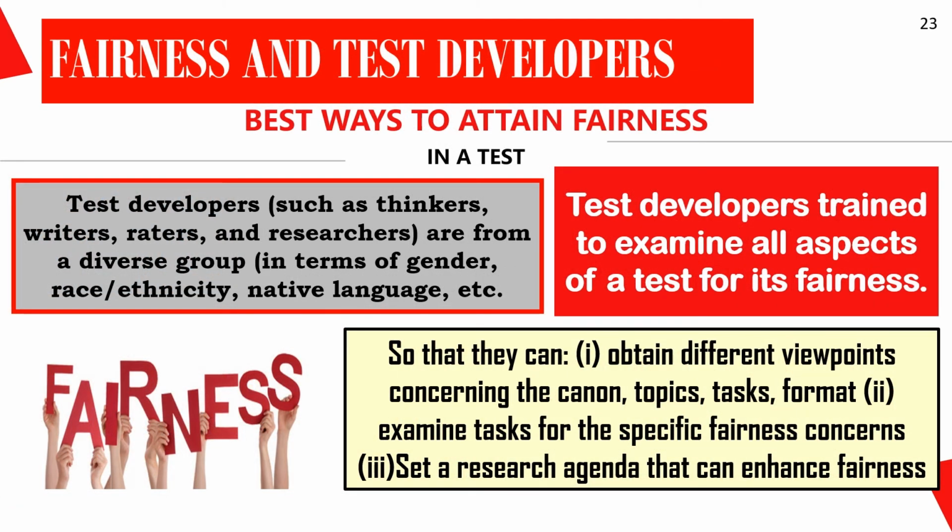Fairness in test developers. The best way to attain fairness in a test is for test developers such as thinkers, writers, raters, and researchers to be from a diverse group in terms of gender, race, ethnicity, native language, and so on. Test developers should be trained to examine all aspects of a test for its fairness, so that they can obtain different viewpoints concerning the canon, topics, task, format, examine tests for specific fairness concerns, and set a research agenda that can enhance fairness.